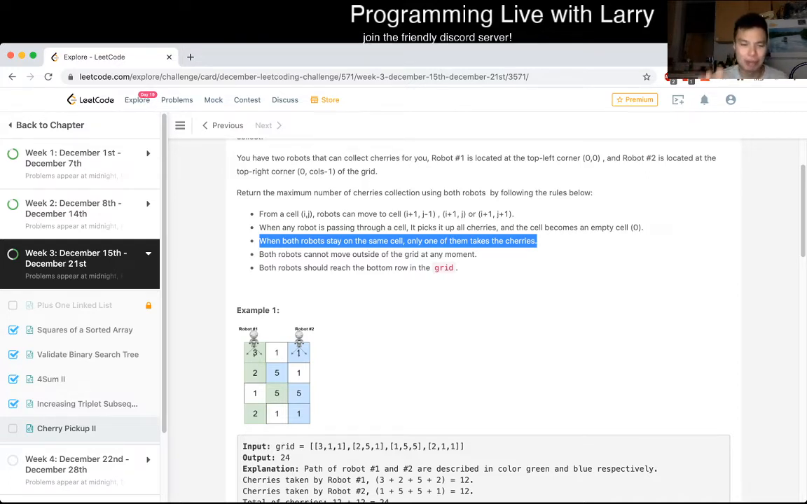There are a couple of problems that are related to this for sure, and if you solve those first, it would make your life a lot easier, and also just like the progression, right? This is a little bit harder than the regular one. I think the cherry pickup one is actually harder than this one, to be honest, and it's not quite the same.